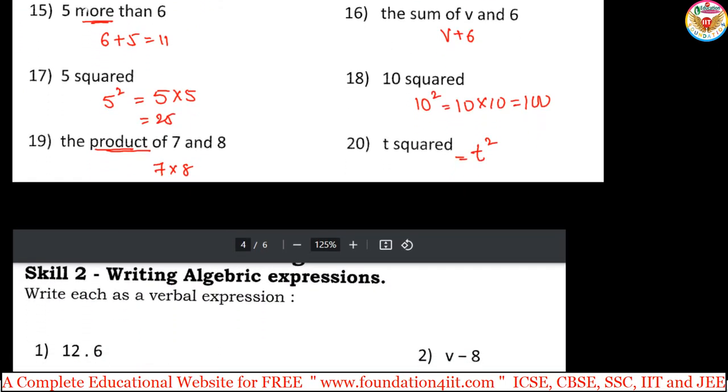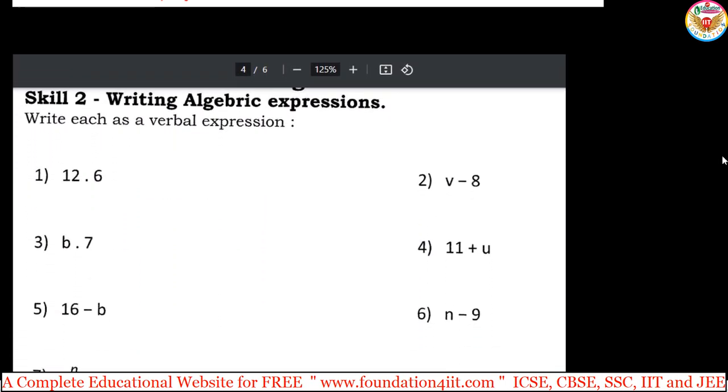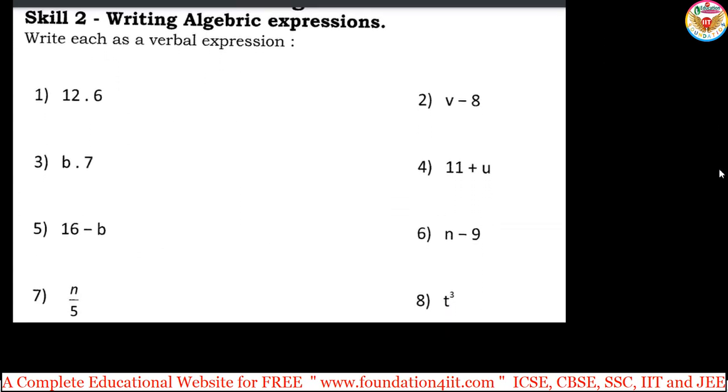That is one method. And the next one is the reverse, that is, writing verbal expressions from algebraic expressions. So write each as a verbal expression. In terms of a sentence, a mathematical sentence, you should write a verbal expression. They gave an algebraic expression here, and we need to write it as a verbal expression. This is 12 into 6.